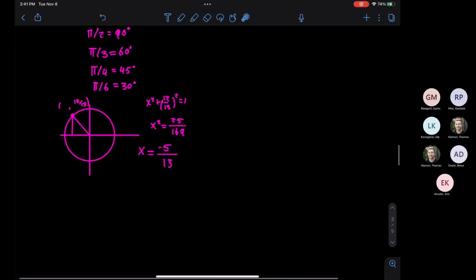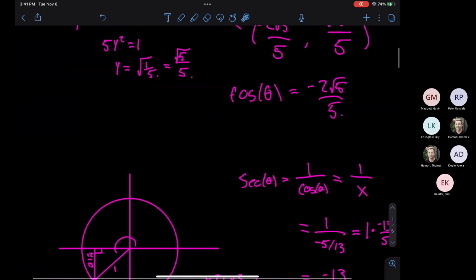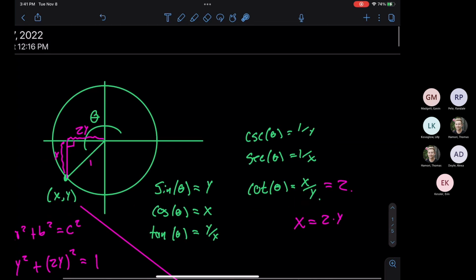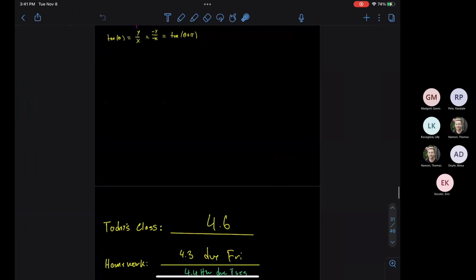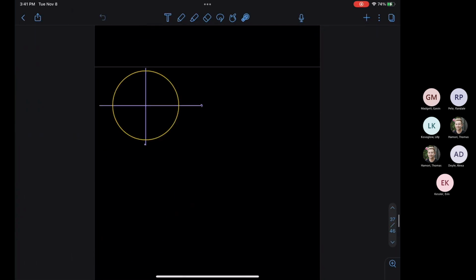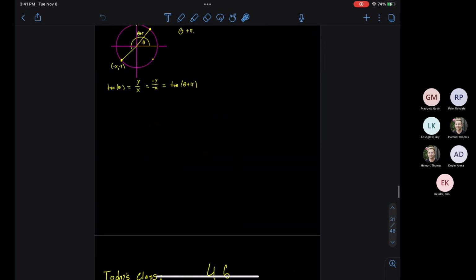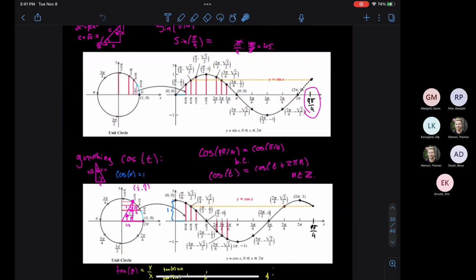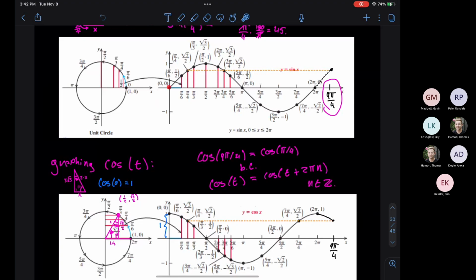So to that end, I recommend everyone to basically memorize the basic shape of sine and cosine. Namely, sine starts at 0 and goes up, and then it wiggles. Yes. Cosine starts at 1 and goes down and wiggles. Okay.